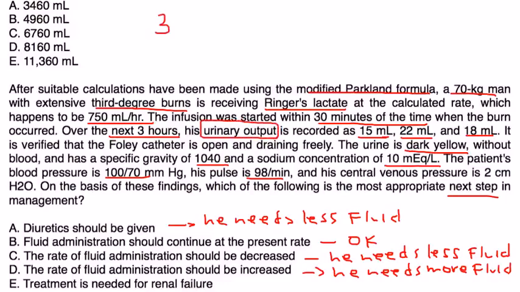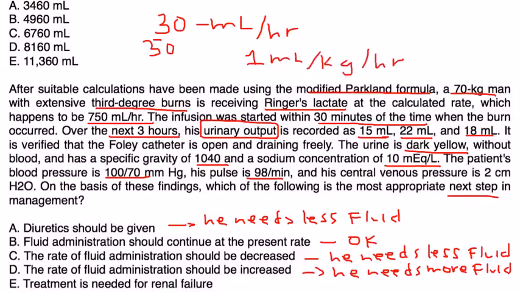Normally, an adult should produce about 30 to 50 mLs of urine an hour. And if you really want to use a formula, you can use 1 ml per kg per hour. So that would give you, with a weight of 70, about 70 milliliters per hour. Now he's producing way less each hour after the burn, so he is not getting enough fluid, so he needs more fluid. So based on that, the answer is D.